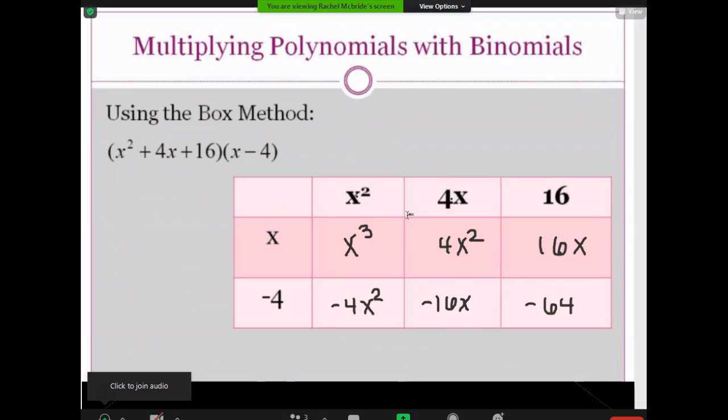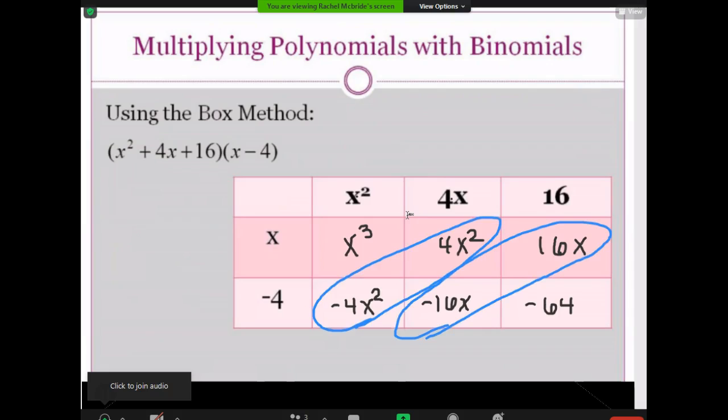In the box method, you always add the diagonals together. So the way the box method works is the diagonals should end up being your like terms. So you have x cubed that stays. It has no other like term. Then you add these like terms together, and a negative 4x squared and a positive 4x squared cancel. A negative 16x and a positive 16x cancel. And then we have minus 64.